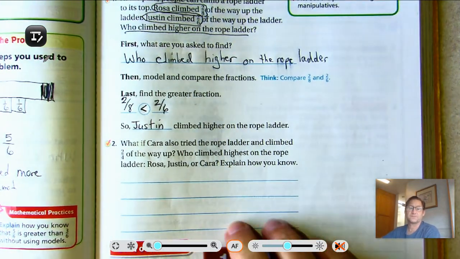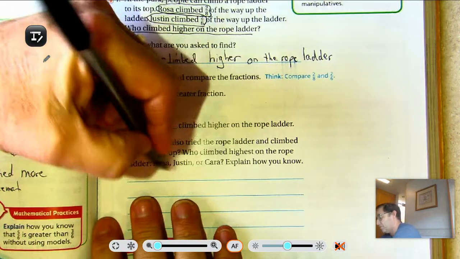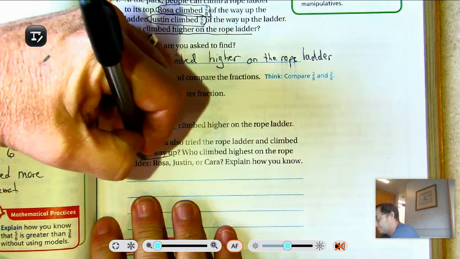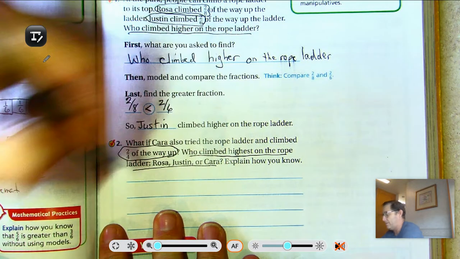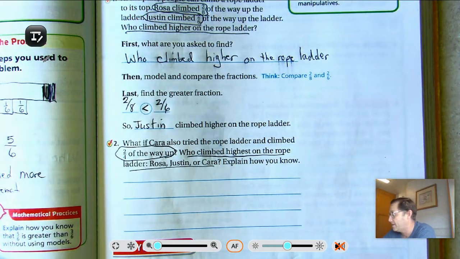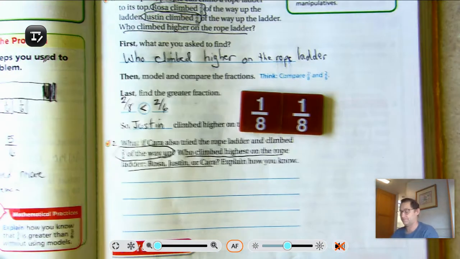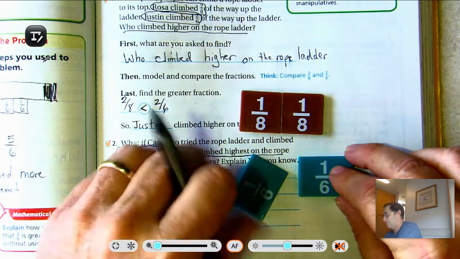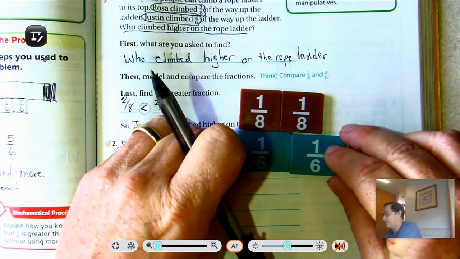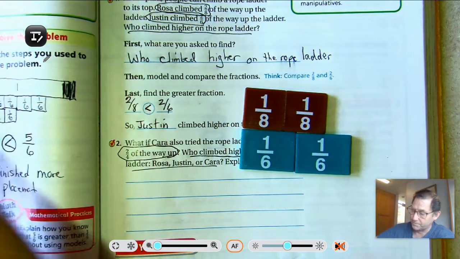What if Kara also tried the rope ladder and climbed 2/4 of the way up? Who climbed the highest on the rope ladder? Rosa, Justin, or Kara? And explain how you know. Okay, so let's go back to this. So we have 2/8 compared to 2/6, which we already know that the 2/6 was bigger than the 2/8. And then we're going to compare 2/4.